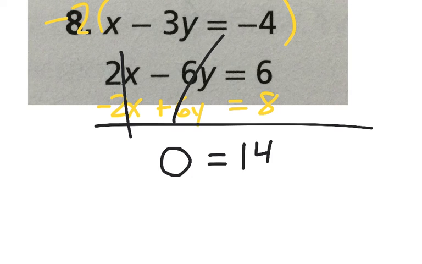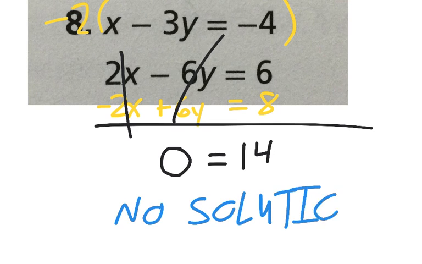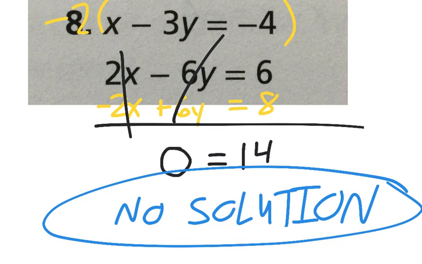So anytime your x's and y's both eliminate themselves, you're going to be left with a math statement. What is the math statement they left me with? 0 equals 14. Is that a true math statement? Does 0 equal 14? It does not. That means there is no solution. That means graphically, if I were to graph the two lines, they are parallel, never touching. So they never intersect. That's why it's no solution.